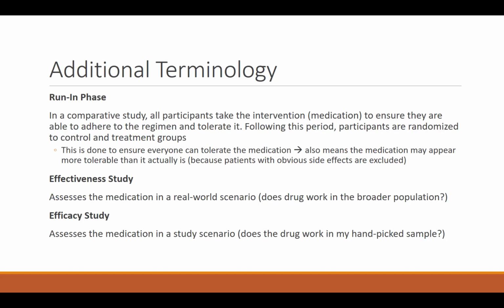An effectiveness study is something that assesses the medication in a real-world scenario. So does the drug work in a broader population? An efficacy study is a study that assesses a medication in a study scenario. So in a very hand-picked select sample, does my drug behave as I think it should? Does it improve outcomes? Typically, an efficacy study is done first in a very small sample or a very rigid randomized controlled trial, and then you do an effectiveness study on a more real-world population to say, how would it actually perform if it comes to market?